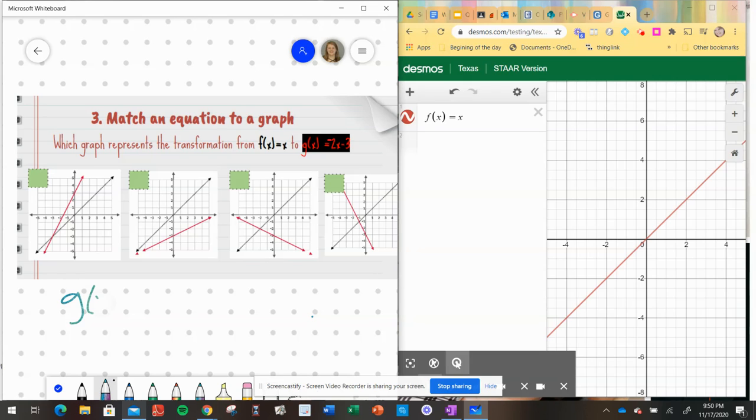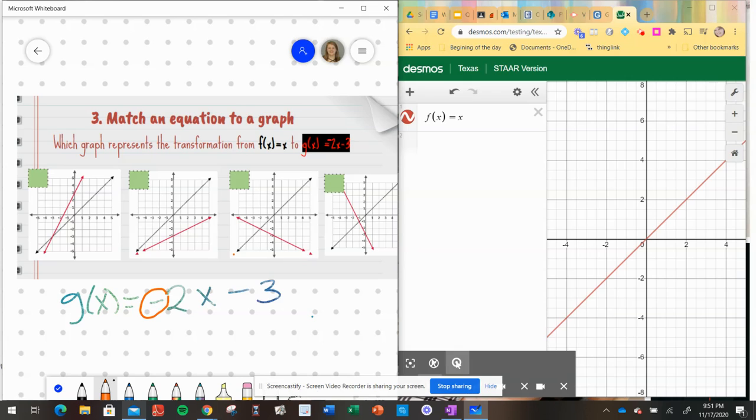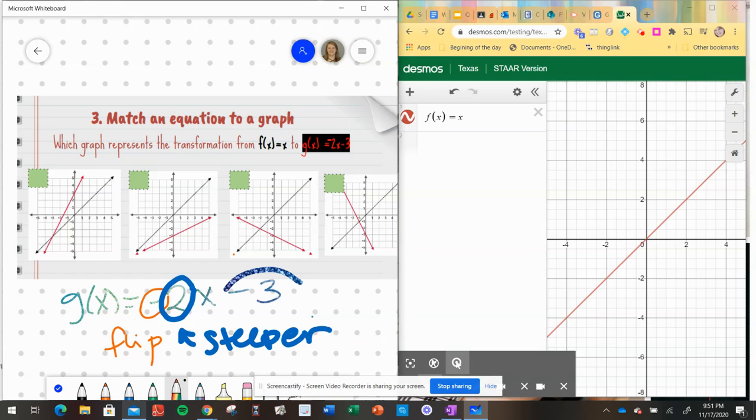Now, knowing what I know about transformations, I should be able to pick this apart and understand that there are actually 3 different transformations happening, right? The first one is this negative, and I know that negative is going to flip my function. I know that the 2 in front of my x, because it is greater than 1, is going to cause that to become steeper. And the last thing I know is this minus 3 is going to cause the line to be moved down 3, right? So I kind of have an idea of what to look for.